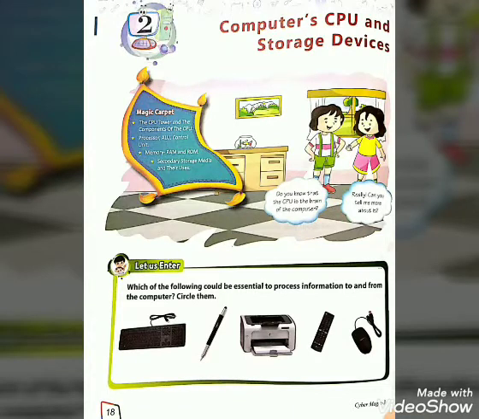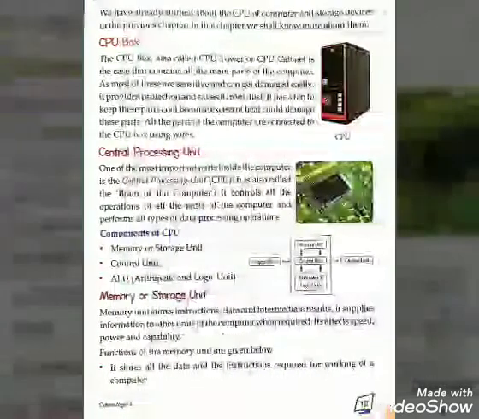First of all, we are going to discuss the CPU tower and the components of the CPU. Second, processor, ALU, control unit. And the third one, we will discuss memory, RAM and ROM, that is random access memory and read only memory. And the last one, we will discuss in this video secondary storage media and their uses. So let's start our revision.